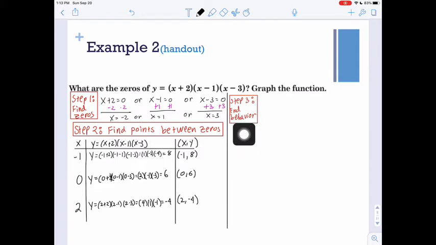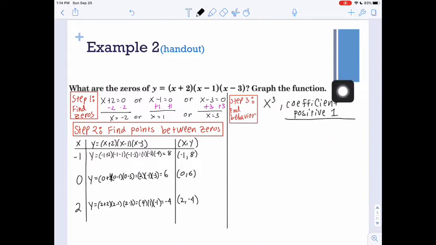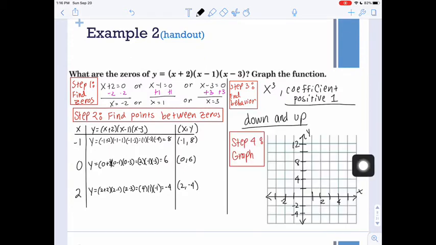Step 3 is to determine the end behavior of the graph. Notice that we have x and x and x. If we multiply all 3 of these out, we're going to get an x cubed. So that would be cubic. Each of these x's is positive, so it would be a positive x cubed. So therefore, there is a coefficient of positive 1. And if you remember the chart from the previous lesson, if we have a cubic function with a positive coefficient, the end behavior is down and up.